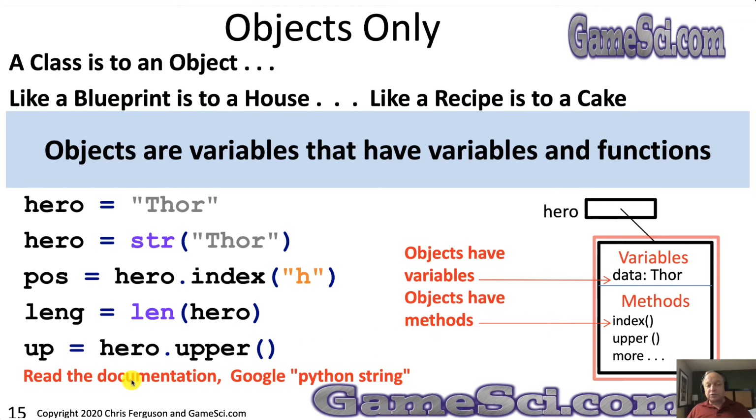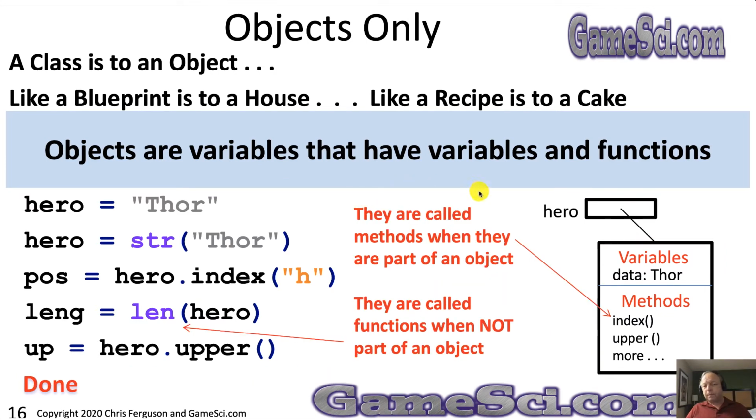Read the documentation. Whenever you're dealing with a new type of object, read the documentation. For this particular object, I would Google Python string and it'll explain all about the methods that are part of the string. The other thing I'd like you to remember, they are called methods when they are part of an object. They are called functions when they're not part of an object. So index is a function inside this object. We'll call that a method. Len, or L-E-N, is a standalone function. It does not require an object to run. Therefore, we call it a function.